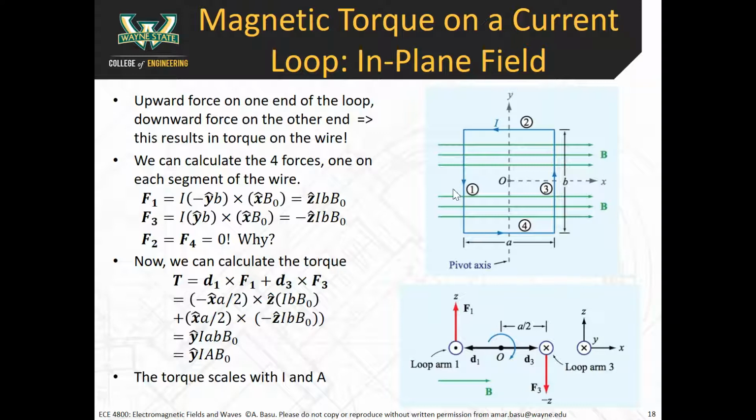Remember, in segment 3, the current is going from bottom to top. So the force on segment 3 is always going to be pointed in the negative z direction. All right, so I want everyone to just imagine if segment 3 was on this side. Now you're pushing into the page on this side, and you're pulling out of the page on the right side. So the torque will end up being in the opposite direction.